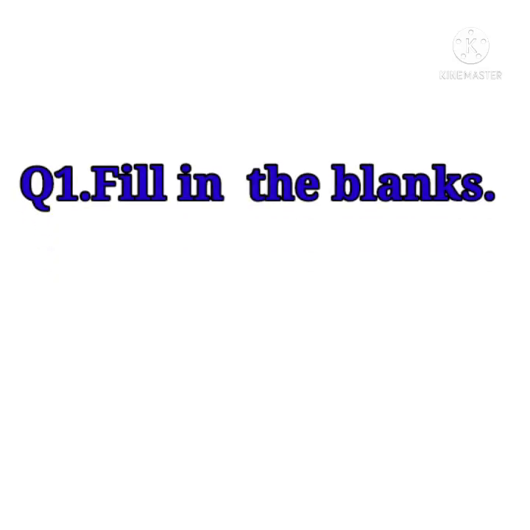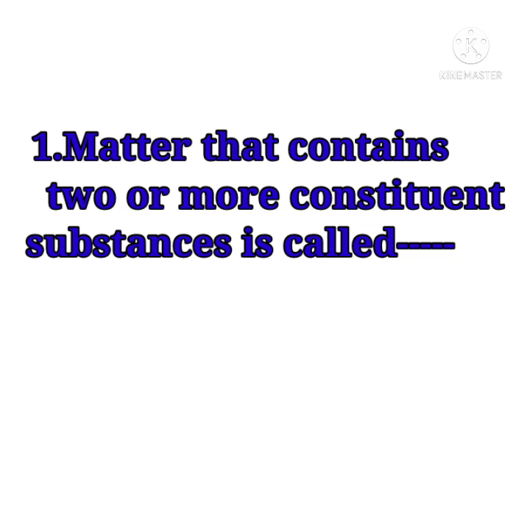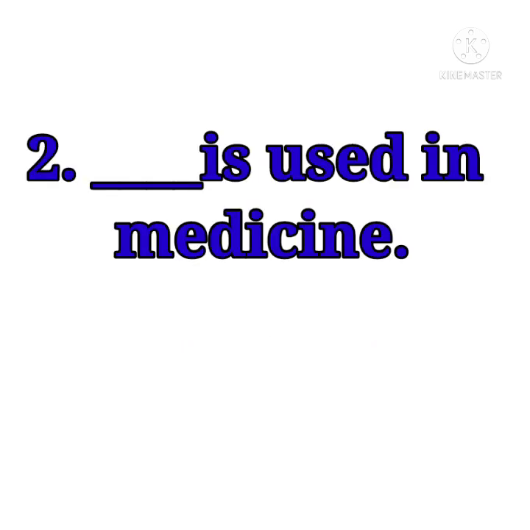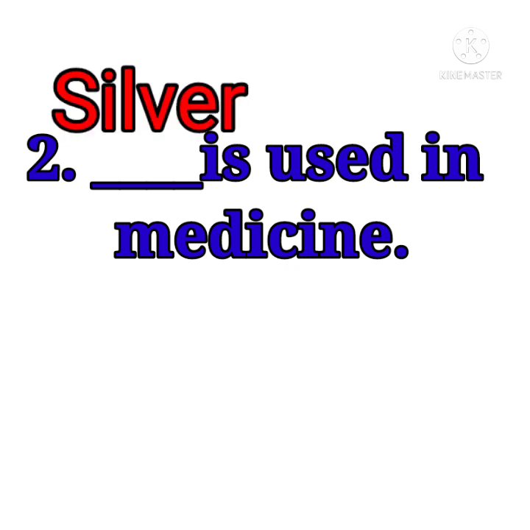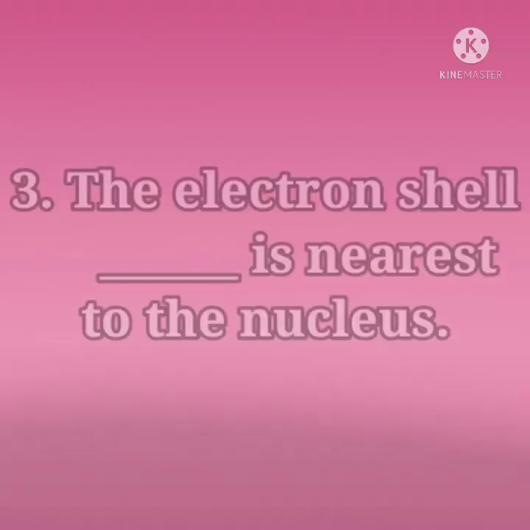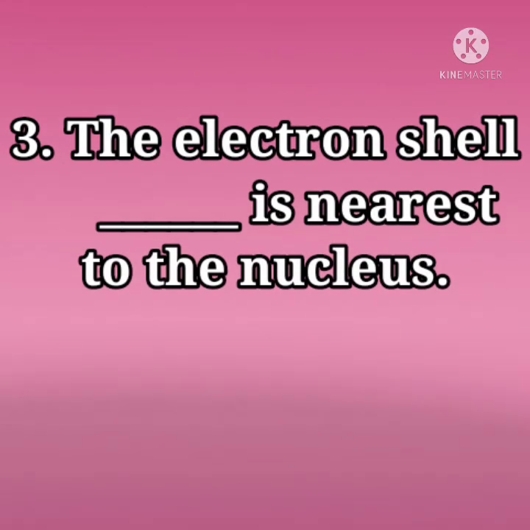Fill in the blanks. Matter that contains two or more constituent substances is called dash. So answer is mixtures. Number 2. Dash is used in medicine. Answer is silver, as silver contains antibacterial properties, so it is used in medicine. Number 3. The electron shell dash is nearest to the nucleus. So answer is the electron shell K is nearest to the nucleus.